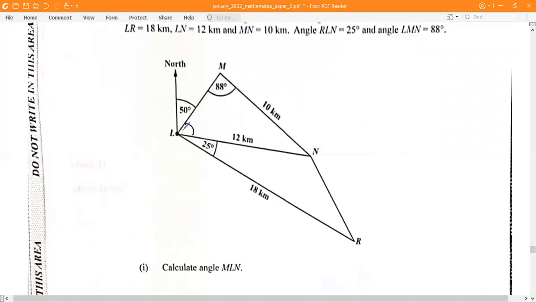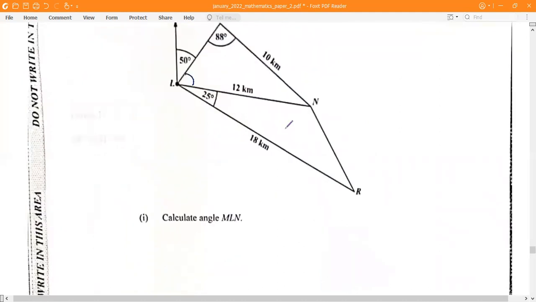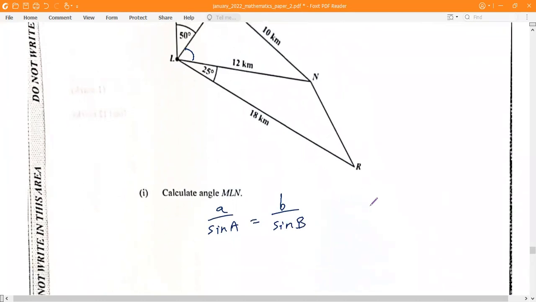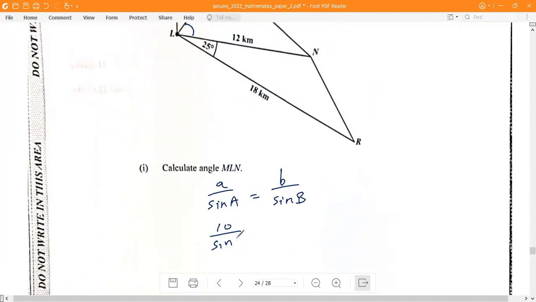It is the letter in the middle, which is capital L. And we use the sine rule, which is a over sine A equals b over sine B. So we can say 10 over sine L is equal to 12 over sine 88.